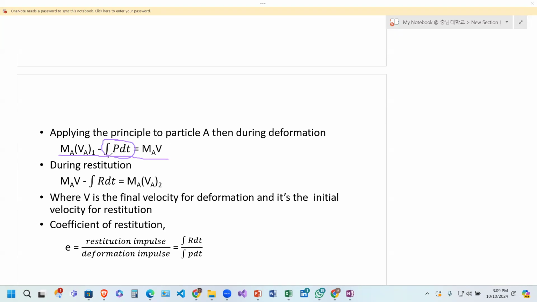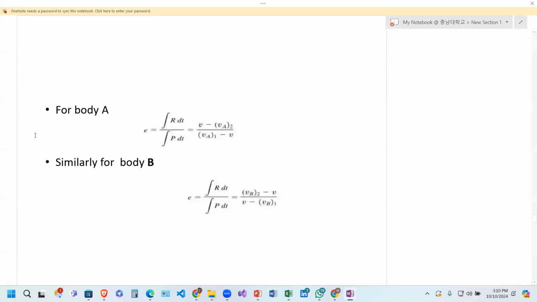You realize that the m will cancel, and then we shall get m_A over V, this one minus that, over the integral of p dt. We also get the integral of r dt as m_A V minus m_A V_A2. Then we get the ratio, the m's cancel, and our final equation is given by (V minus V_A') over (V_A minus V), the final velocity of that particle over the initial velocity minus the common velocity.